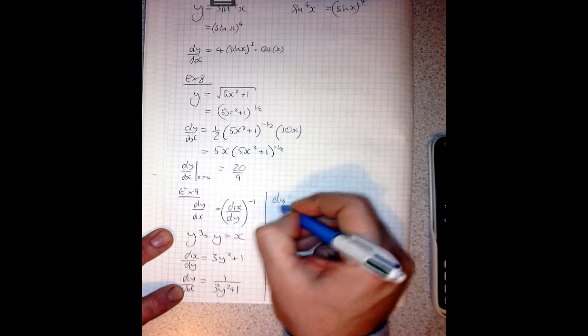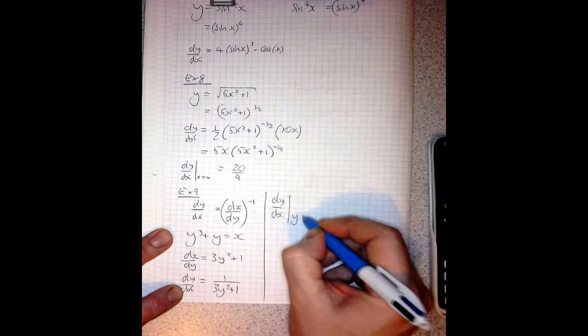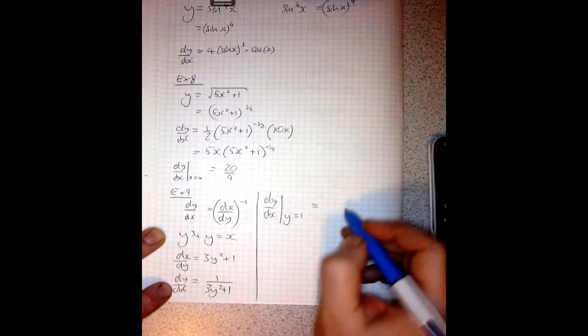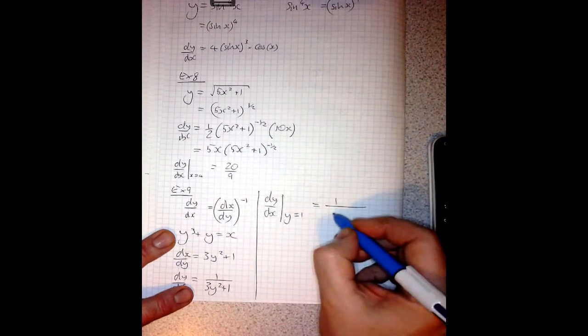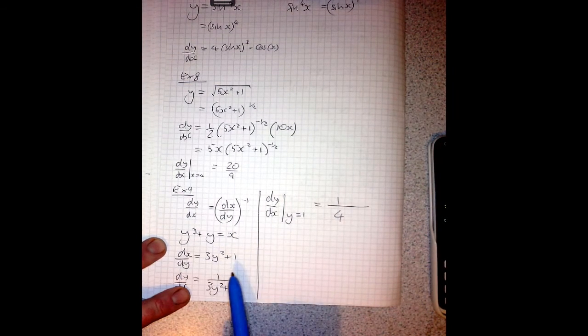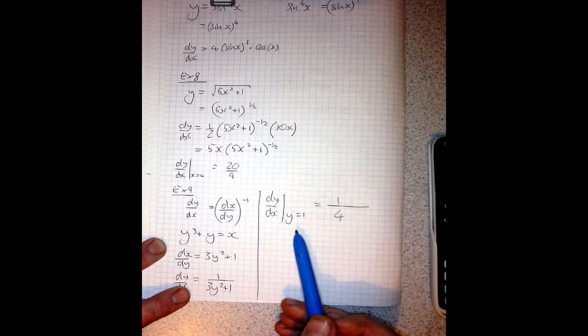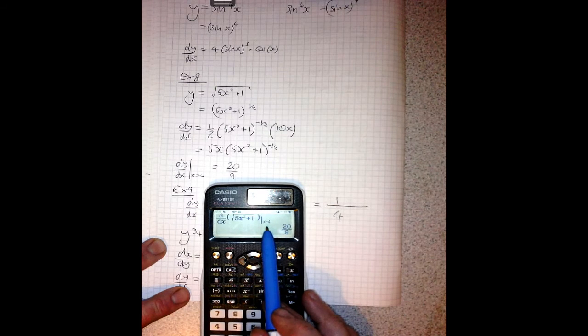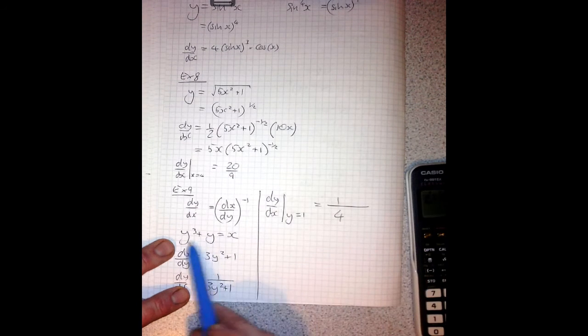So dy/dx when y equals, the question gives me, 1. Well, that's 1 over 3 plus 1, a quarter. Now, I can't actually test this on my calculator because this expression needs to be in terms of x, and I have to input a value of x. So this is a difficult one. I guess I could try to rearrange it on my calculator, make y the subject, but it's not that easy to do, and I think not worth the time it would take.